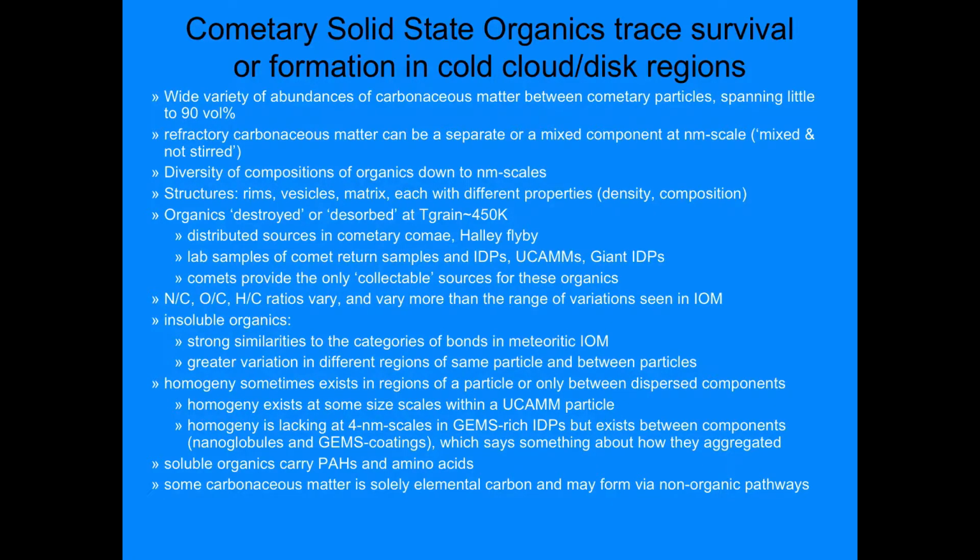There's a wide variety of abundances of carbonaceous matter between cometary particles, spanning little to 90% volume. Refractory carbonaceous matter can be a separate or mixed component at the nanometer scale. Diversity of compositions down to nanometer scales is seen. The structures are rims, vesicles, matrix, each with different properties. Their organics are destroyed or desorbed at 450 Kelvin, or we need more experiments to assess this range of temperatures.